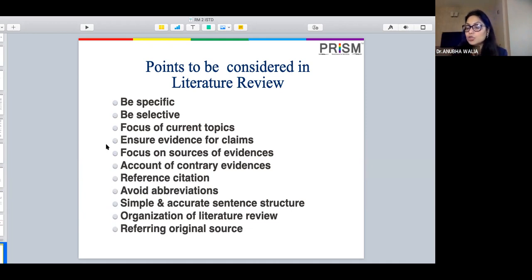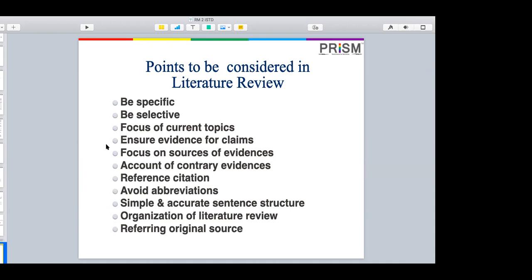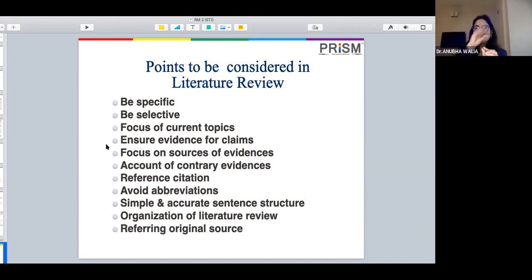Okay, focus on the current topic. Please understand that, because sometimes I've seen you are doing this research and suddenly you start exploring this and this and this, and you go haywire. You need to analyze the point, such as whether it is a current article, if not how old it is, and whether it has a claim, evidence, argument, and so on.